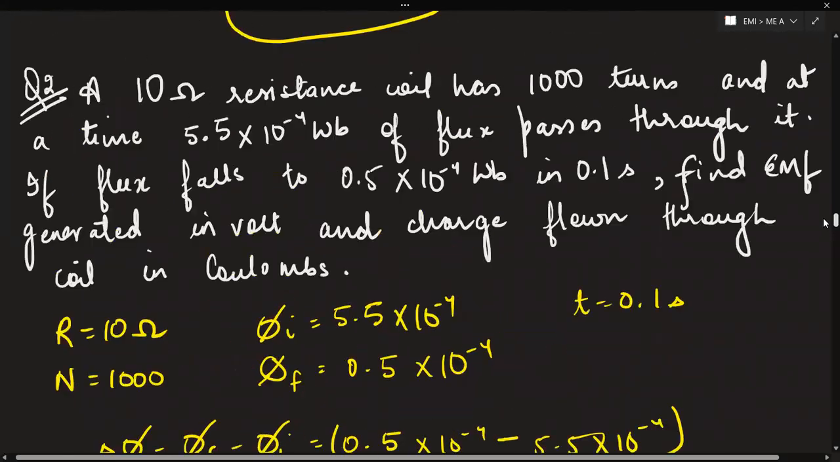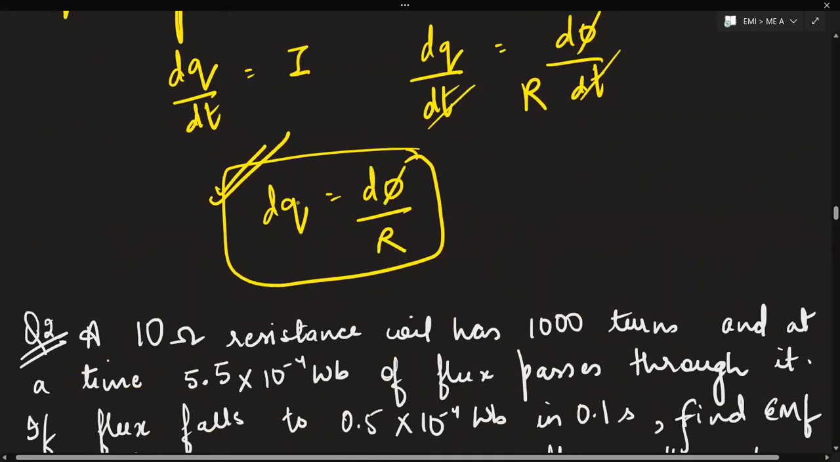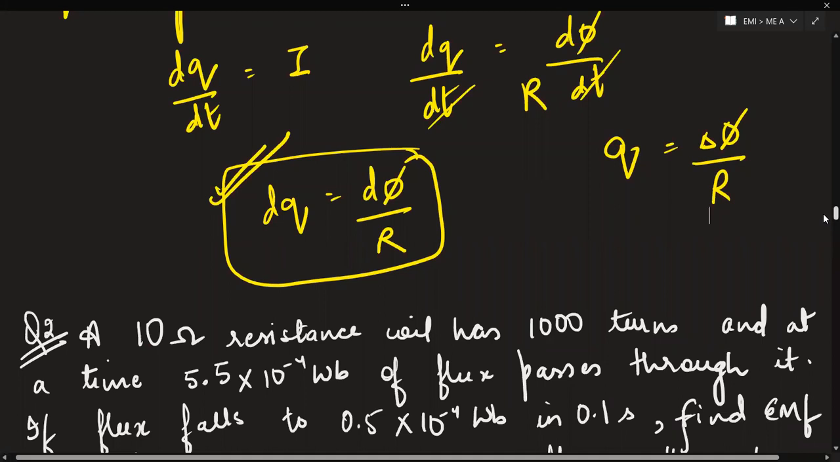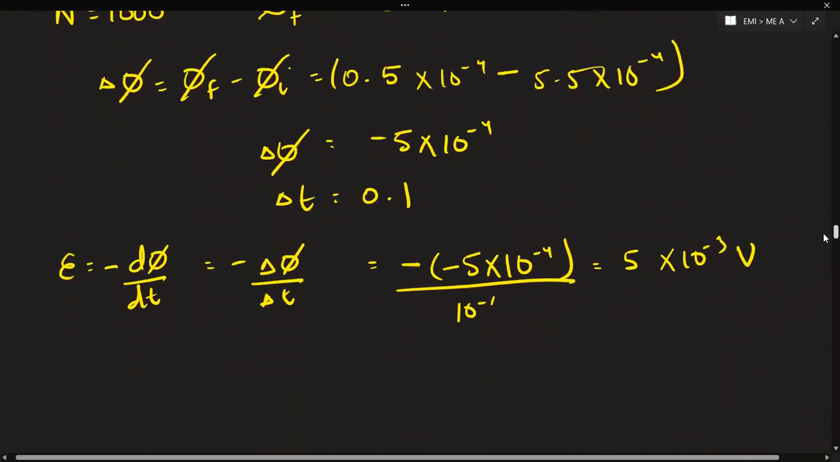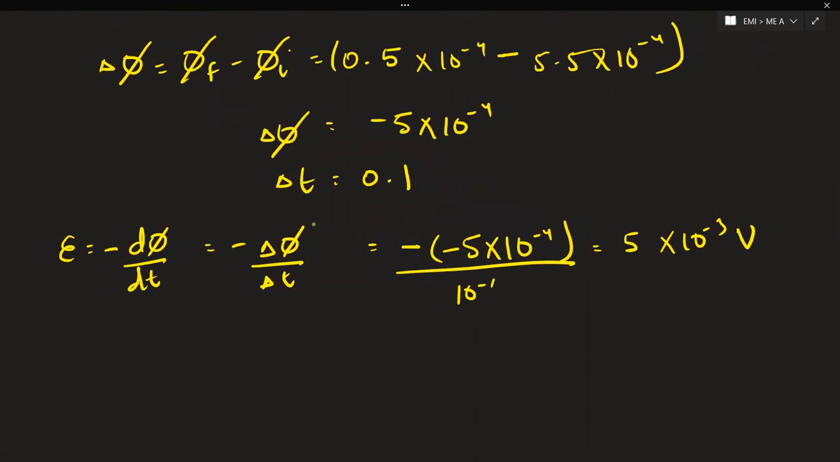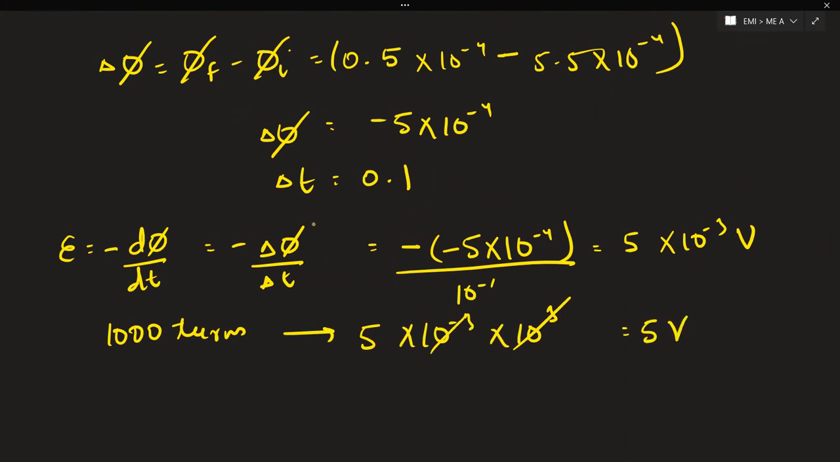Then charge flowing. See, this relation we had seen. If you have to find out the charge, take the change in flux divided by the resistance. And here the resistance value is given. One more thing before we do this. See, this we have calculated for a single turn. If this is for a single turn, for 1000 turns, it will be 5 into 10 to the power minus 3 into 10 to the power 3. This gives you 5 volts.